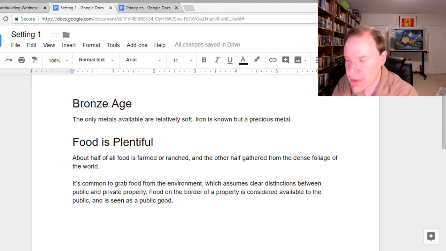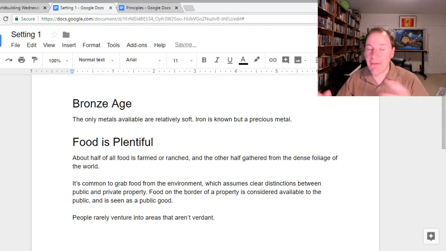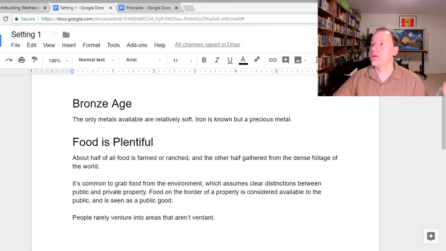This is also interesting, this also makes less verdant areas extremely hard to enter, so we'll say people rarely venture into areas that aren't verdant, right? So when you have these areas of the world that don't, for whatever reason, have plentiful vegetation and edible vegetation around, people aren't going to bother going in there because they're just not used to being unable to just eat wherever they go. It requires a lot of preparation and effort to go into those environments.